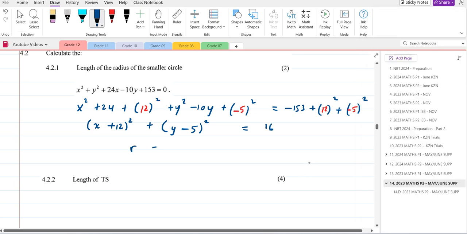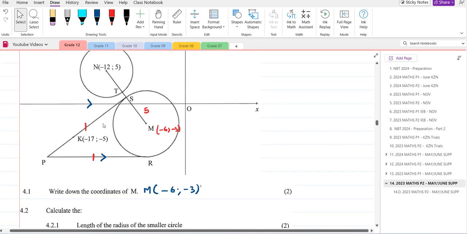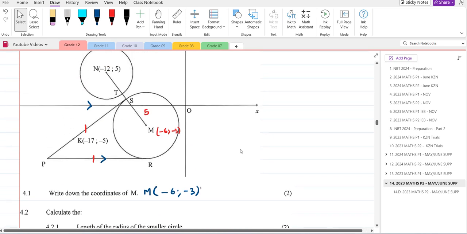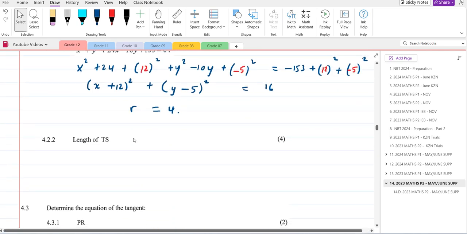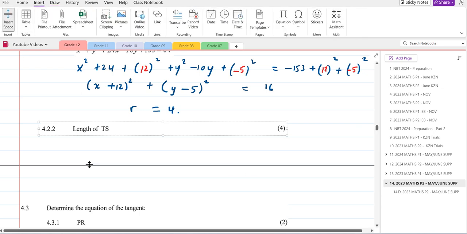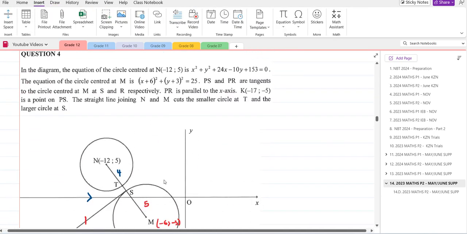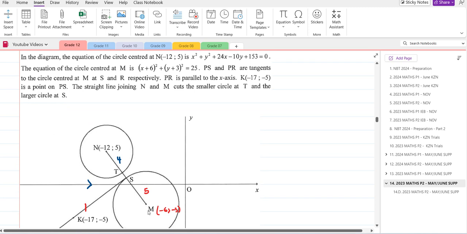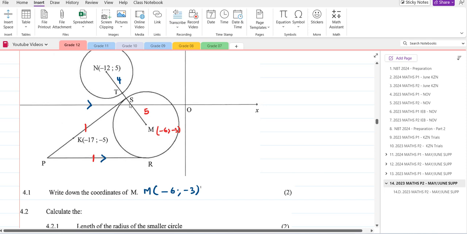So the radius is equal to 4. I hope you guys understood that. The square root of 16, which is 4. The radius of the smaller circle is now 4, right? The length of TS. Now, how are we going to calculate the length of TS? We're going to calculate the distance between the centers and minus the two radii to get TS. Quite simple. Minus 4, minus 5 to get TS.